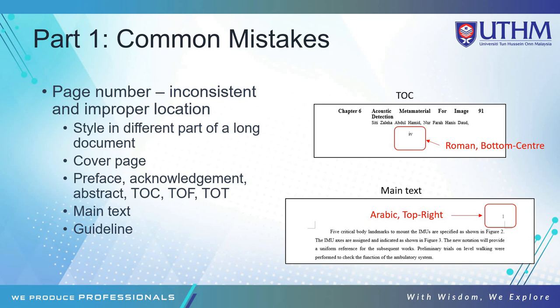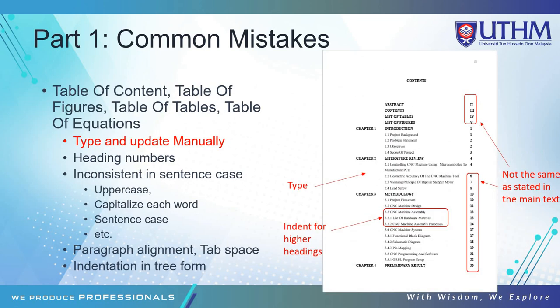Informative pages might carry page numbers at the upper right corner in Roman style, whereas the page number of the main text might be in Arabic numbering at the upper right corner. A long document often lists out the content structurally in the form of table of contents, followed by table of figures, table of tables, table of equations.